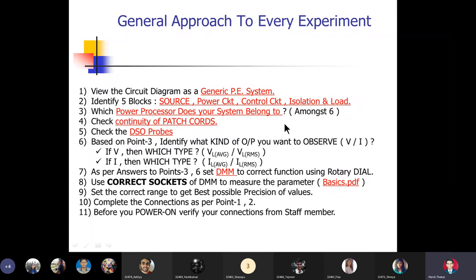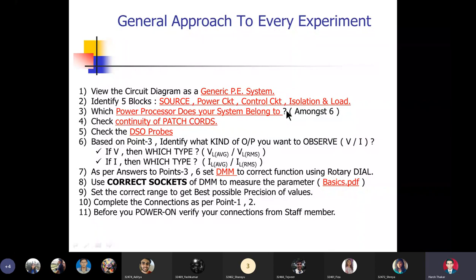Because the student is not careful about point number 3, what happens is he is performing an experiment on inverter, but because he has not identified what is output, he connects the DMM as a DC voltmeter at output, and he gets a 0 reading, and then he complains that, sir, the kit is not working properly. Yes, kits may not work properly at times, but this is not always the case.